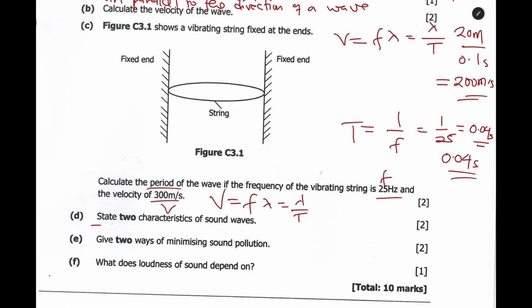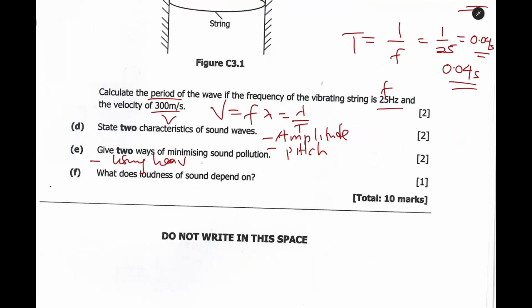State 2 characteristics of sound wave. What are the characteristics of sound wave? They are longitudinal, or let me say 2 characteristics of sound wave. So I can put amplitude, then pitch. These are the characteristics of what? Sound wave. So amplitude and pitch.